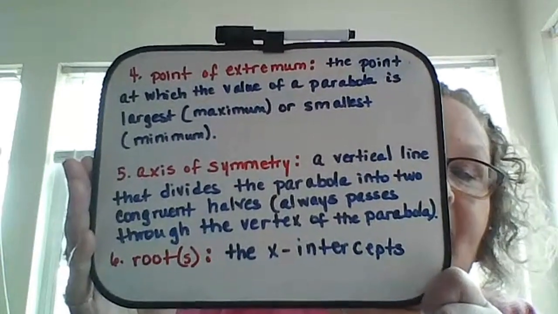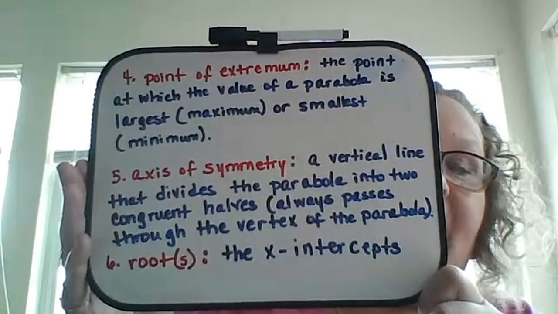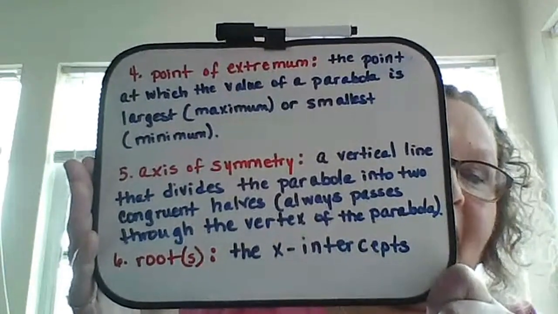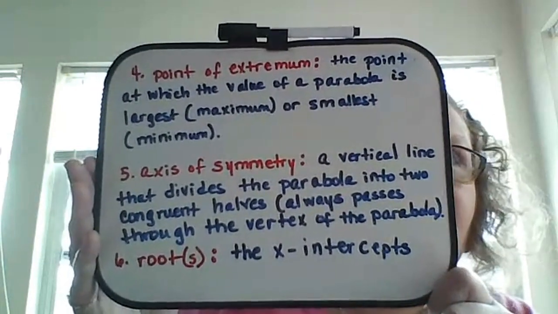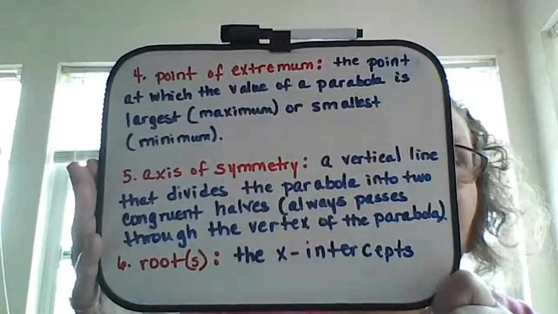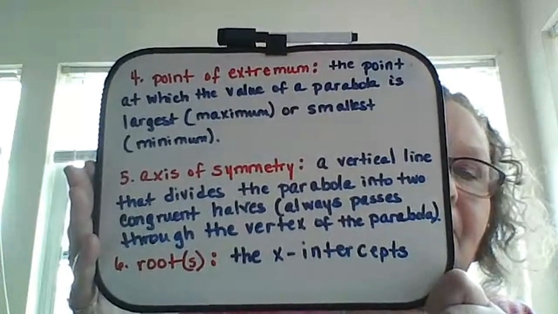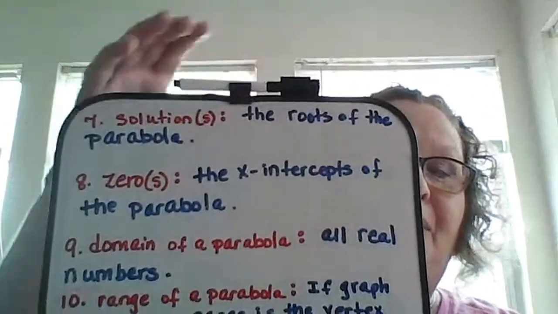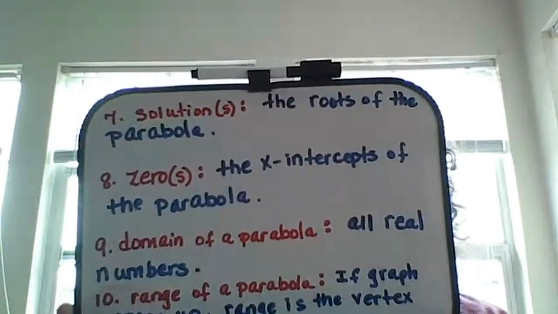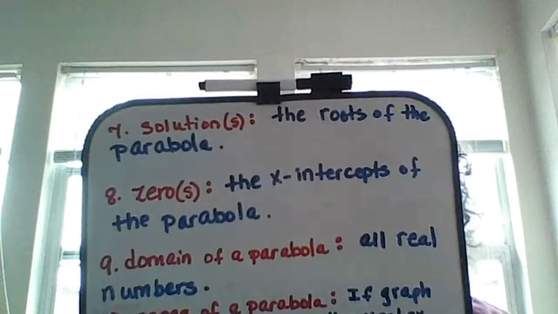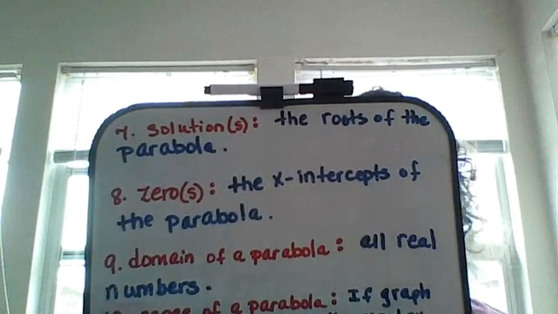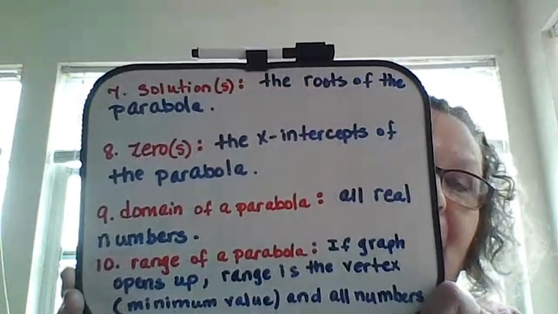The root or roots, we say roots in this case because we know that a parabola, we said, has two x-intercepts. So the roots are also the x-intercepts. You see here with a lot of these features, we have several different names for the same feature. The next term, number 7, is the solution or solutions, which are the roots of the parabola. Well, we just said in the previous definition that the roots are the x-intercepts. So you see here that the x-intercept is the same thing as the roots, which is the same thing as the solutions of the parabola.